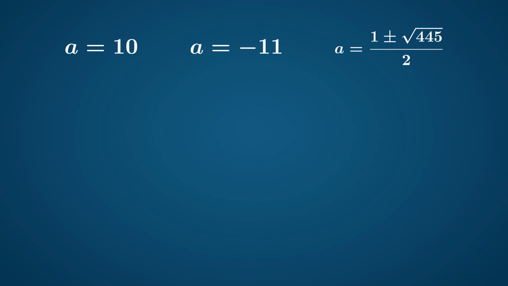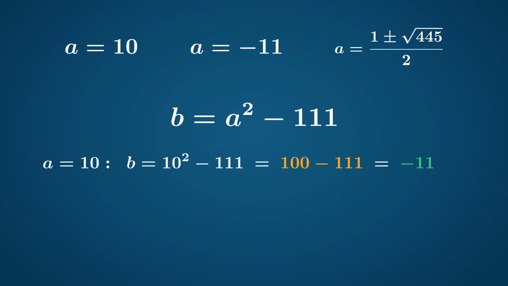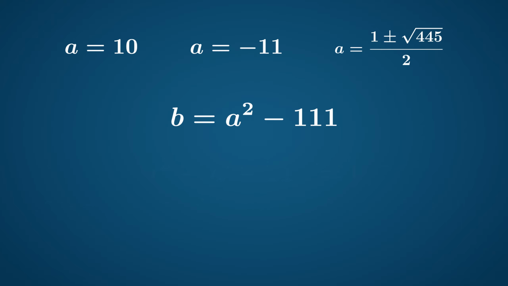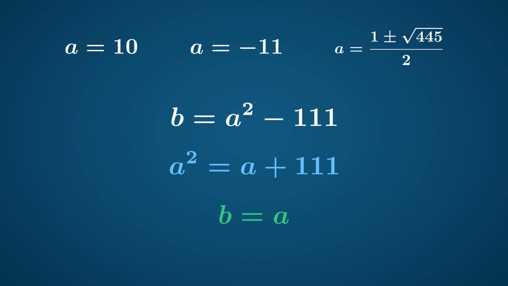That's four values of a in total, and each one carries its own b from b equals a squared minus 111. For a equals 10, b is 100 minus 111, which is negative 11. For a equals negative 11, b is 121 minus 10... rather, 121 minus 111, which is 10. And for the two roots of the quadratic, a squared equals a plus 111, so b equals a squared minus 111, which is just a. For those, b equals a itself.